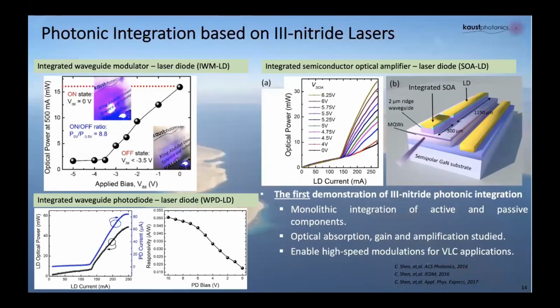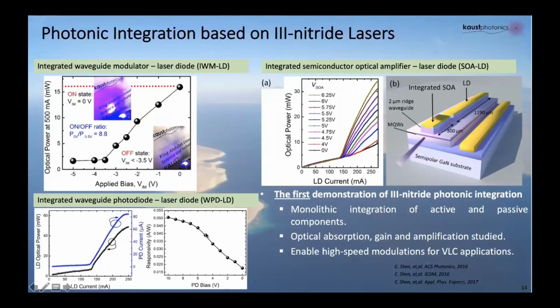In the lab, we also look into how to increase the functionality of a small little chip, that is the laser diode. For example, we did quite a bit of work on integrating a modulator, the electro-absorption modulator, along the laser cavity. And in our case, we managed to have an on-off state by applying only a very low voltage of about 3.5 volts. Research is still ongoing because integrating any element into the laser cavity is highly challenging.